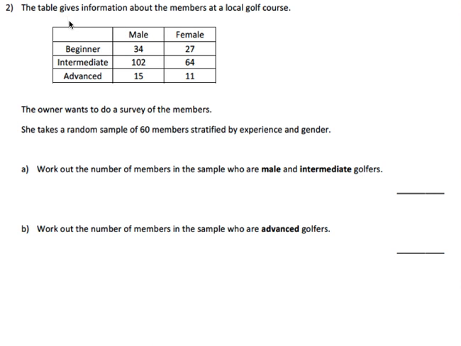In this question, we're given a table with information about the members of a local golf course. And it says the owner wants to do a survey of the members. She takes a random sample of 60 members stratified by experience and gender. Now, here this is the key bit.